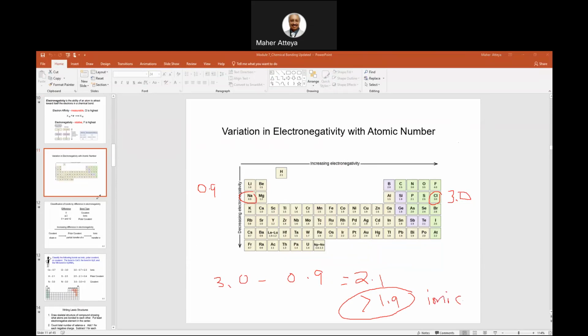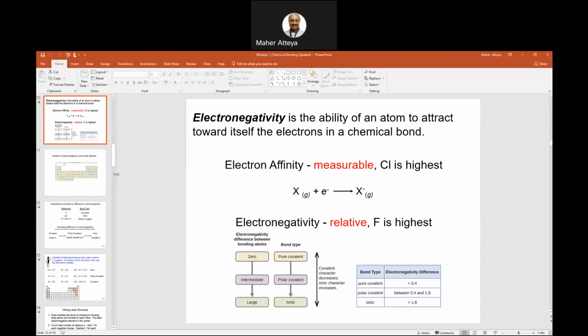So from there, you can go and look back to this one here. So you have to correct this one. This one has to be 1.9, greater than 1.9. So if it's greater than 1.9, it is ionic. So from this table, we can determine with the help of electronegativity if the compound is covalent polar, non-polar, or ionic.